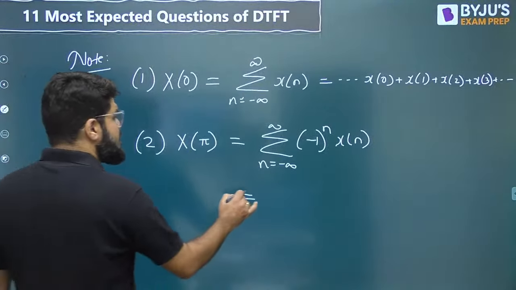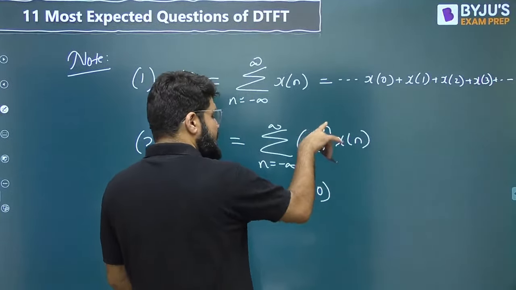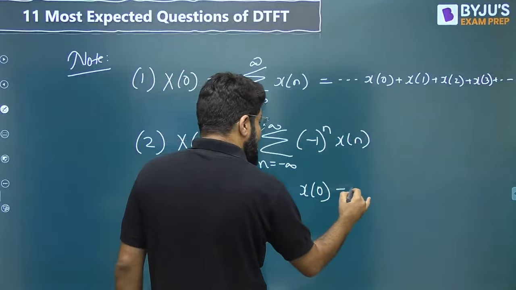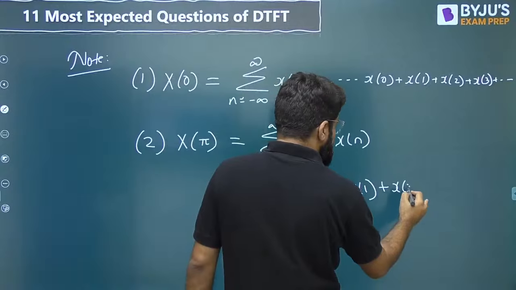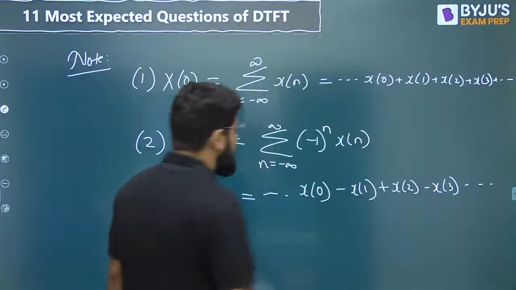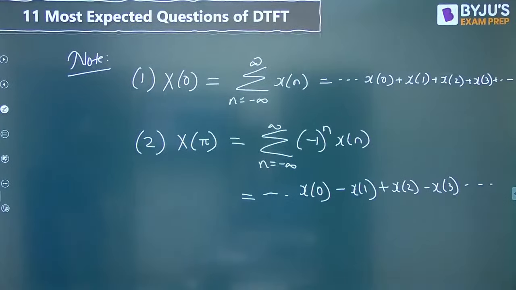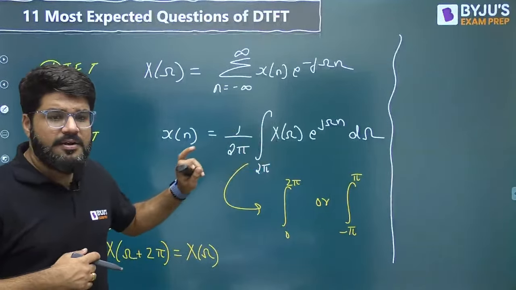Okay, so if you start from x of 0, minus 1 power 0 is 1. Minus 1 power 1 will be negative, so you have minus of x1. Minus 1 square is positive, so plus of x2. Minus of x3. So an alternate plus minus pattern has to be followed, right? Some more important points to note from here. The area under the curve.